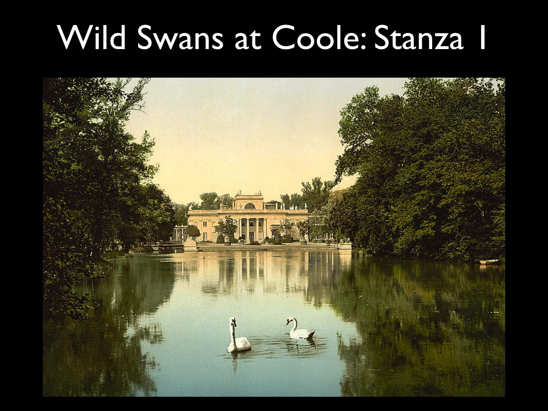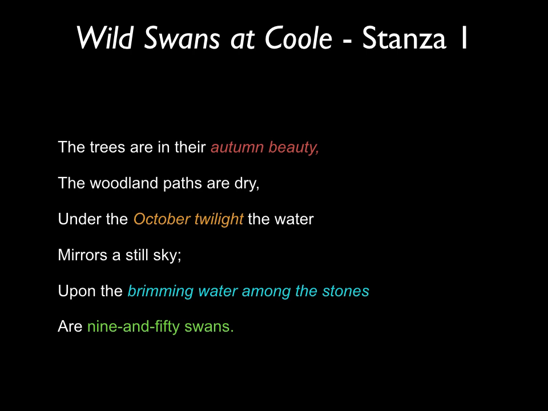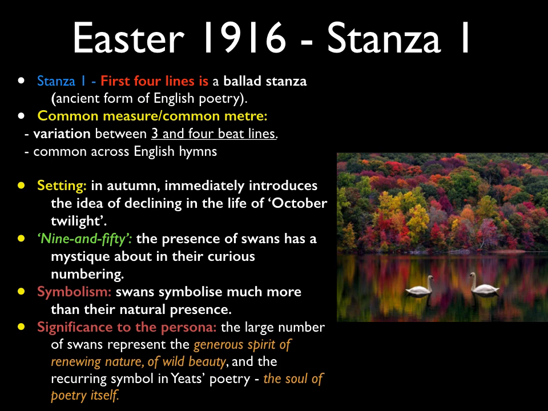Let's look at the stanzas of Wild Swans at Coole. The autumn trees are in their autumn beauty. The woodland paths are dry. Under the October twilight, the water mirrors a still sky. Upon the brimming water, among the stones, are 59 swans. So we look at stanza 1 here.